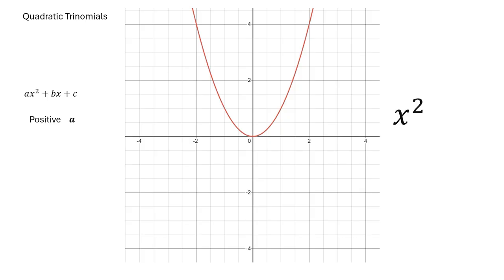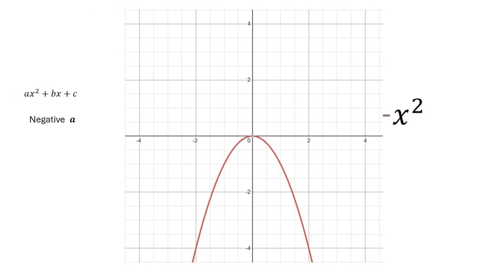Now, if we change the coefficient to -1, or make it a negative value, once again, you can see how now the graph opens up downwards. It flips the graph.